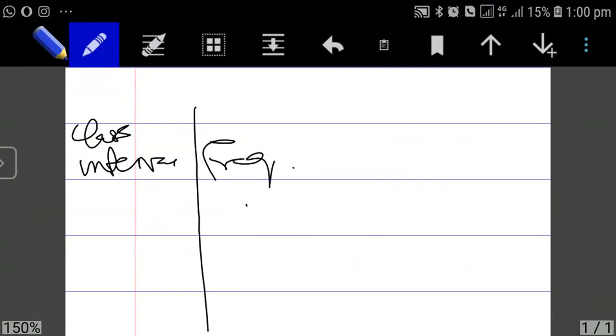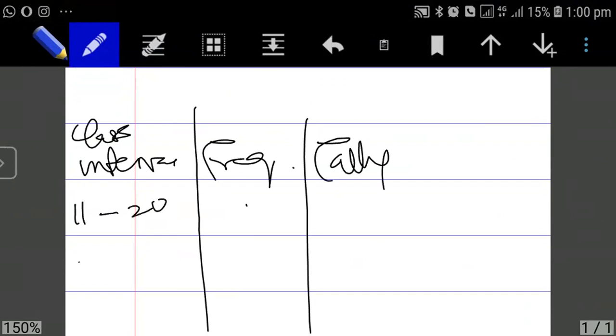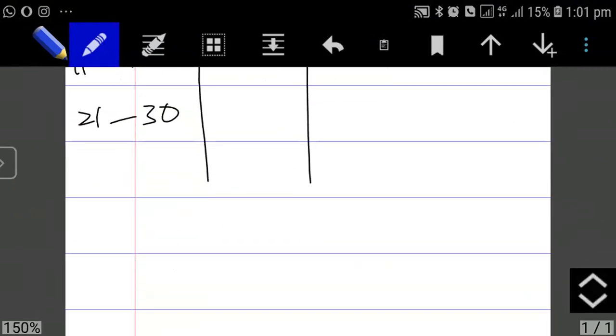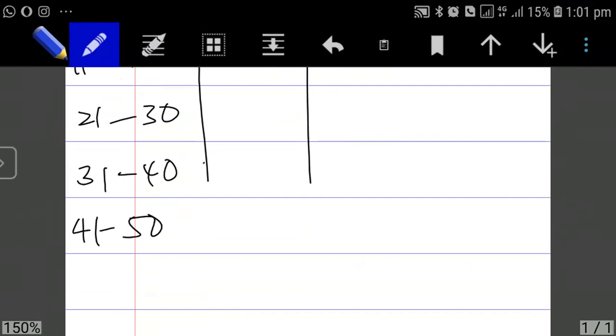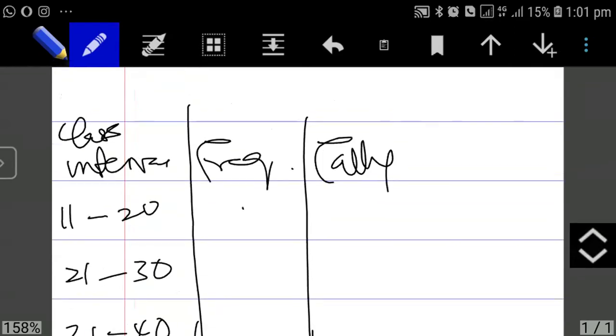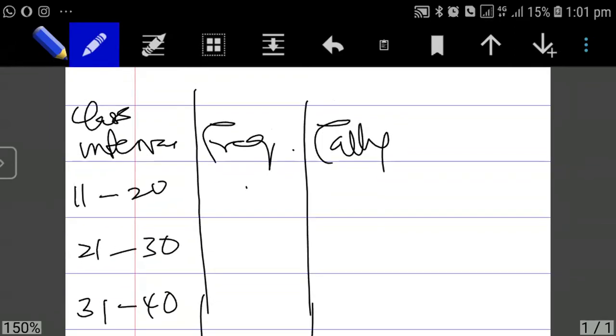Frequency. We will now use a tally this time. 11 to 20, 21 to 30, 31 to 40, 41 to 50. It passes 50, 51 to 60. Now, you will not be counting the figure.